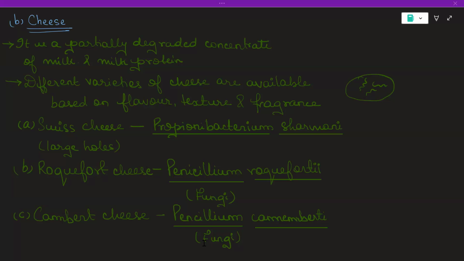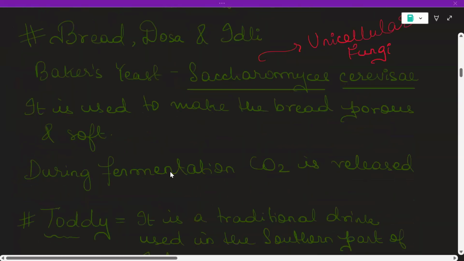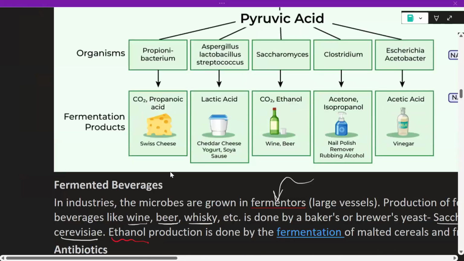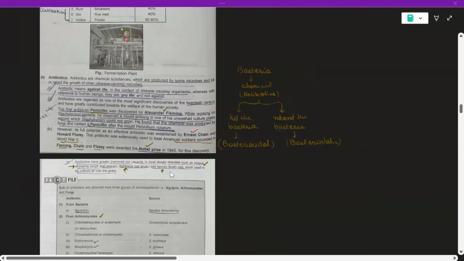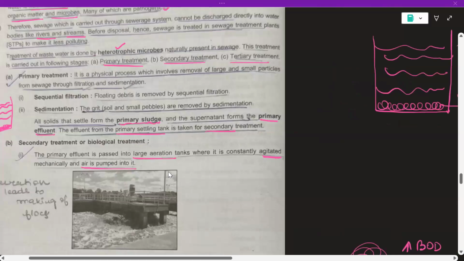Done, students? Yes, ma'am. All right. Okay, now let us see the next topic in which the microorganisms are used, and that is for the treatment of the sewage.